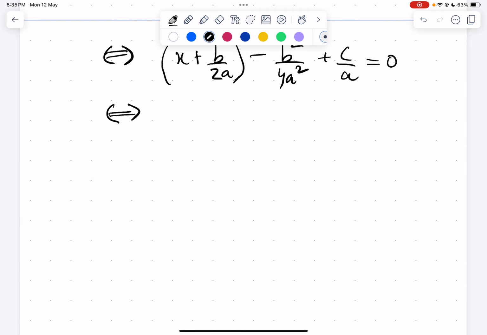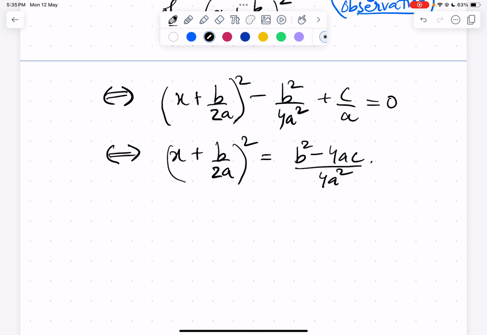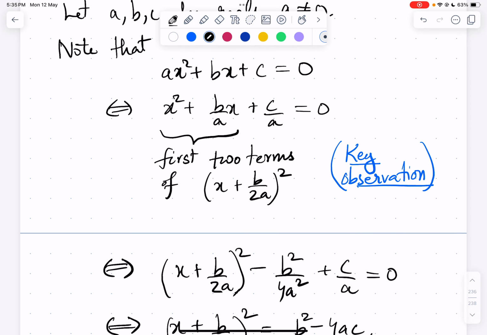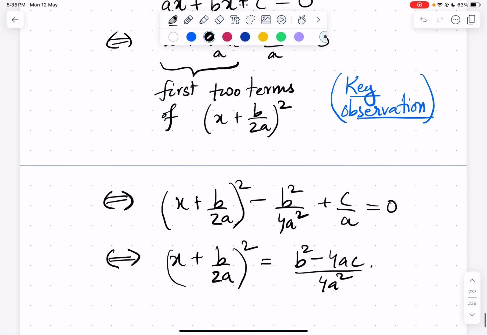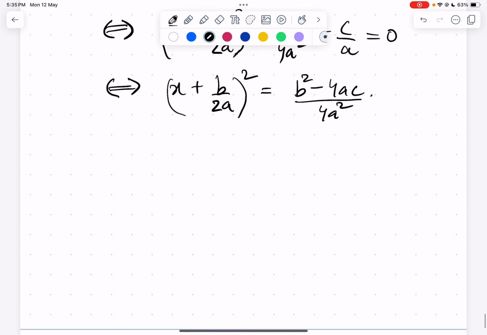And then we can simplify. So this is same as saying x plus b by 2a whole square is equal to b square minus 4ac by 4a square. So we have simplified this ax square plus bx plus c equals 0 statement into a statement which is more manageable. x plus b by 2a whole square is b square minus 4ac by 4a square. Now we can try to solve this simplified equation.